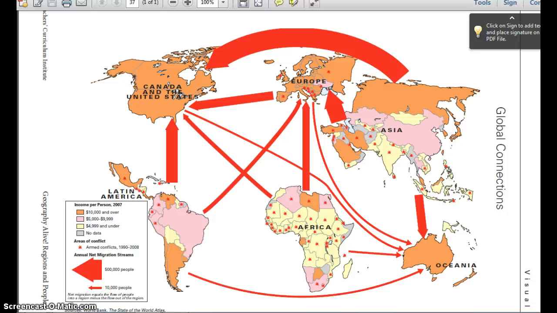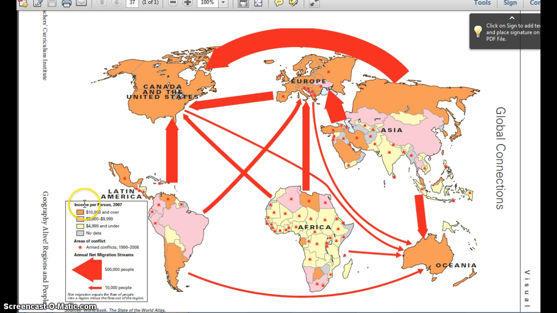Today we're looking at migration streams, and we're going to be looking at migration streams throughout the world. As you can see, we have North America, South America, Africa, Europe, Asia, and then they call Australia Oceania because of the islands and Australia all being combined together. Now, one thing we got to pay attention to very carefully on this is this key down here.